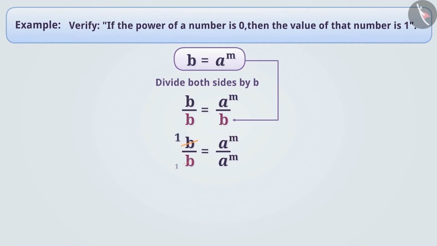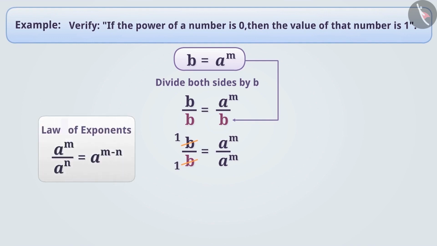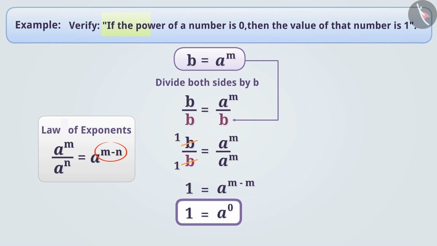On the left side, b is being divided by the same number, so the result will be 1. On the right side, we can apply the law of division of exponents. Under this law, if the base of the division is the same, then we subtract the power of the divisor from the power of the dividend and write the result as the power of the base. Like here, we will write the power of a as m minus m, which is equal to 0. That is, a to the power of 0 is equal to 1. This verifies that if a number has a power of 0, then its value will be 1.